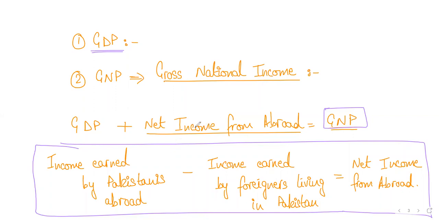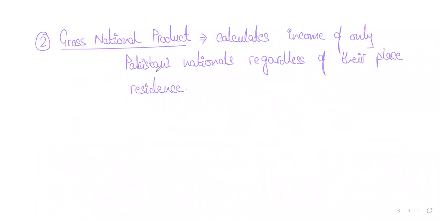So what we do in GDP is add net income from abroad: income earned by Pakistanis abroad minus income earned by foreigners living in Pakistan. That tells us the net income from abroad. When we adjust our GDP for net income from abroad, we find the income earned by Pakistani nationals, whether they are living in Pakistan or not. It calculates the income of only Pakistani nationals regardless of their place of residence. Is this simple? Okay.